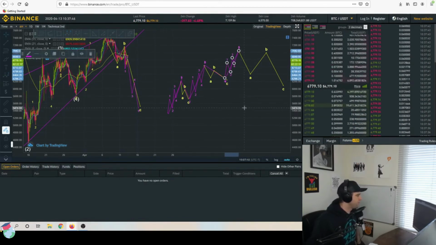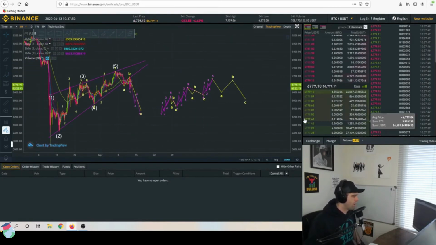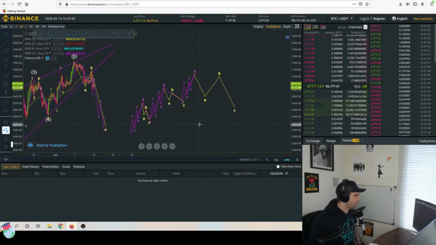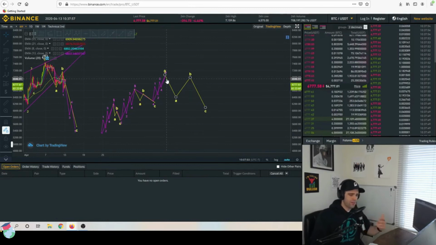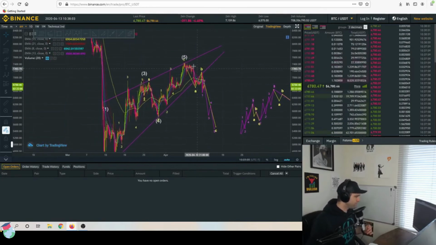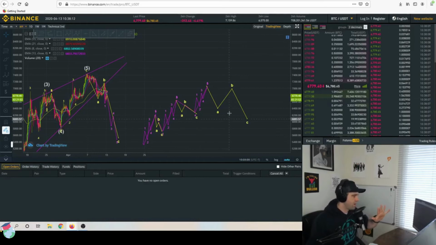Now, the thing with an ABC correction after our whole structure is we can have a few different things on here. And this is where it can get complicated and confusing, because it's hard to tell with the A wave if we're going to have 3 or 5, because this A wave can either have 3 waves or 5 waves. And so it can be hard to tell when we're going to get our bounce for our B.